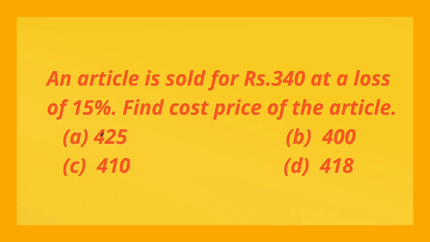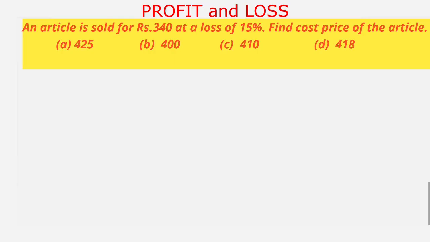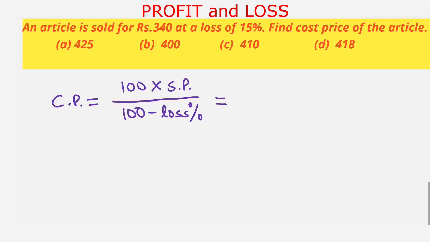We go to the next question, and the question is, an article is sold for rupees 340 at a loss of 15%. Find cost price of the article. We solve the question by using the formula. The formula is CP equal to 100 multiplied by SP divided by 100 minus loss percent, and we put the value. The value of SP is 340 and loss percent is 15.